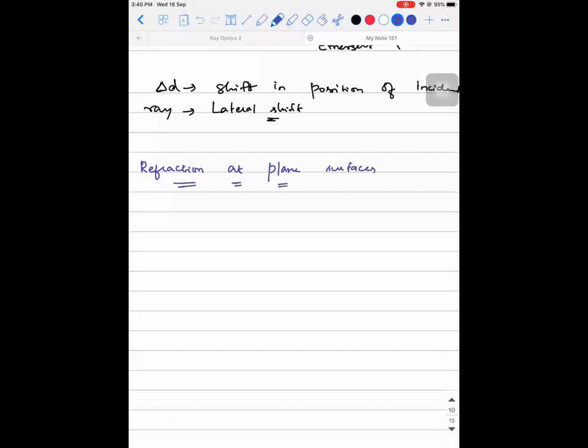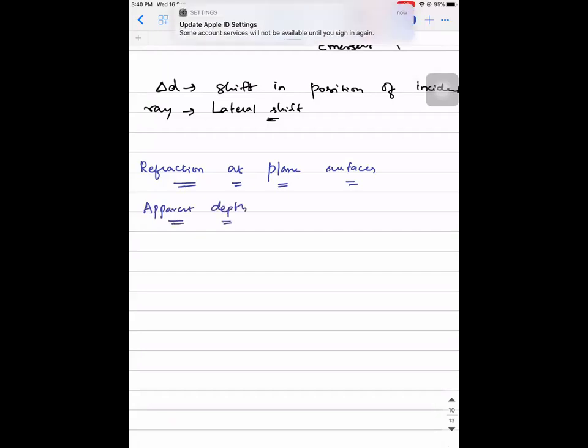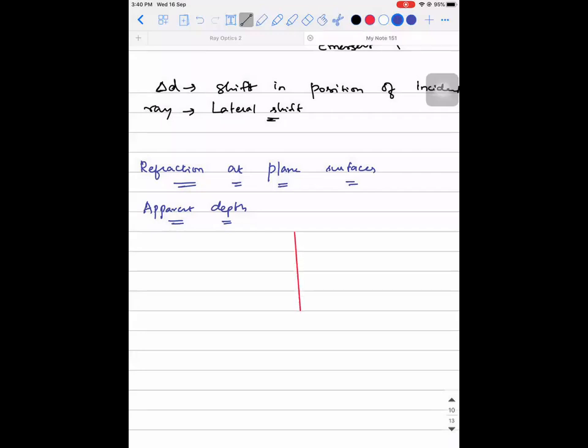Plane surfaces. Okay. Now the next topic that we are going to see is called apparent depth. So write down the heading as apparent depth. So the meaning of this is, let's say there is an object which is placed in a denser medium. Okay. Let's say there is an object which is placed in denser medium at a depth h.